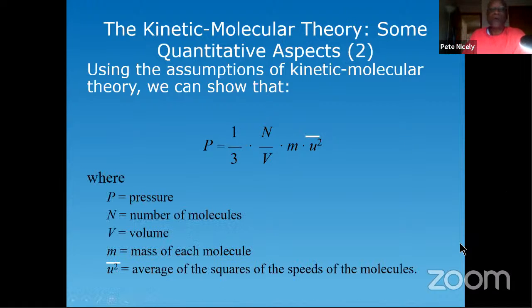So just to highlight what these different terms represent, P represents, of course, the pressure. V here represents the volume. This uppercase N here represents the number of molecules. This lowercase m here represents the mass of each molecule. And this term here is called the average of the squares of the speeds of the molecules. So what that means, let me just write something up here.